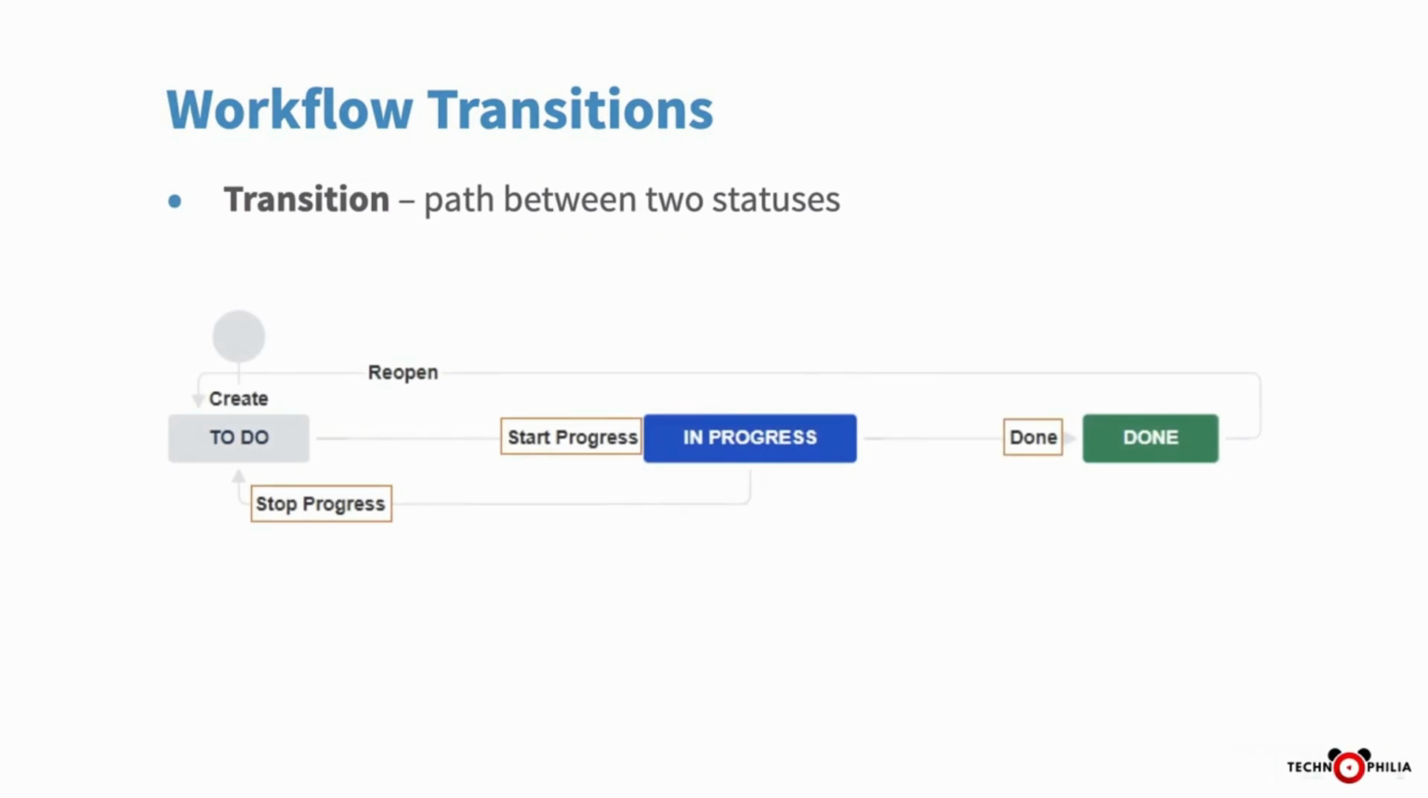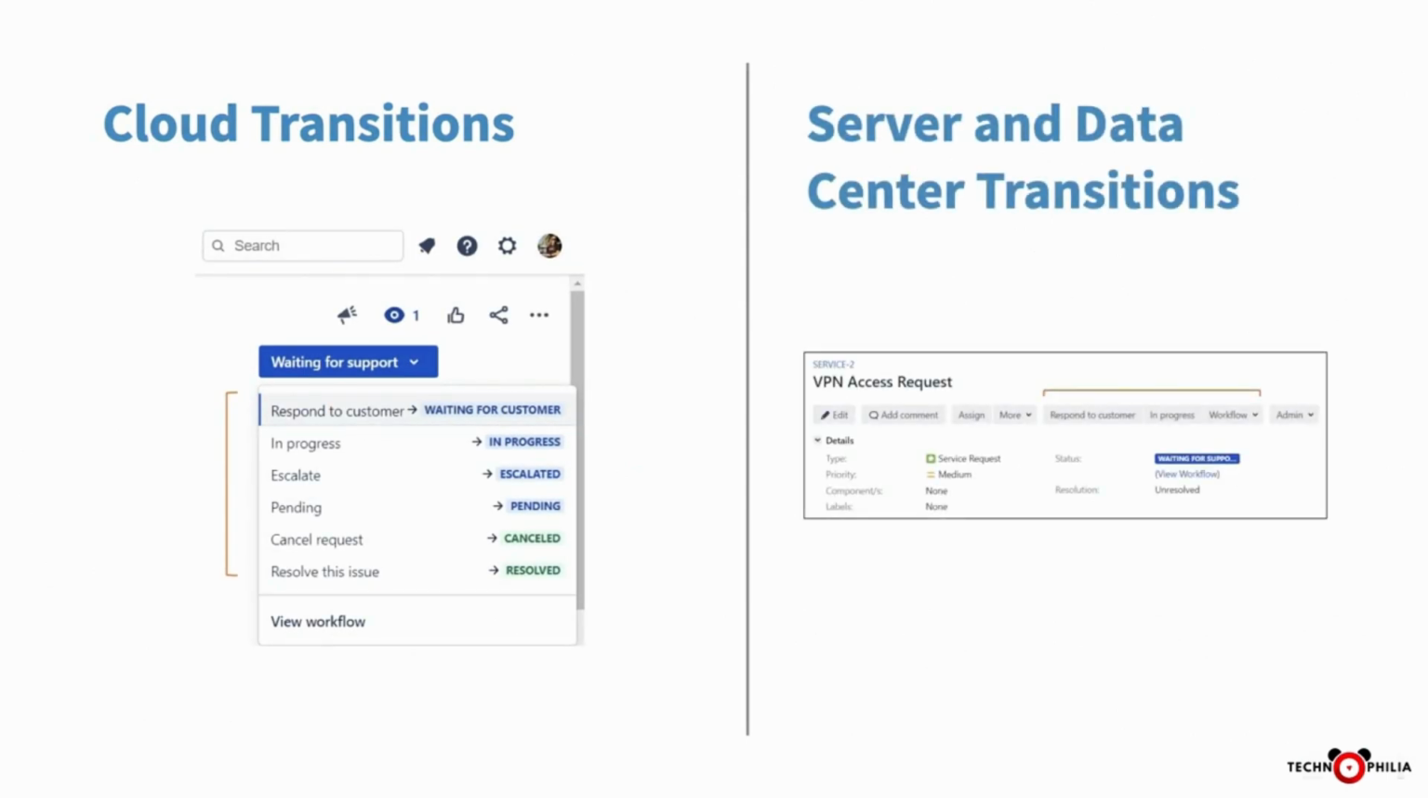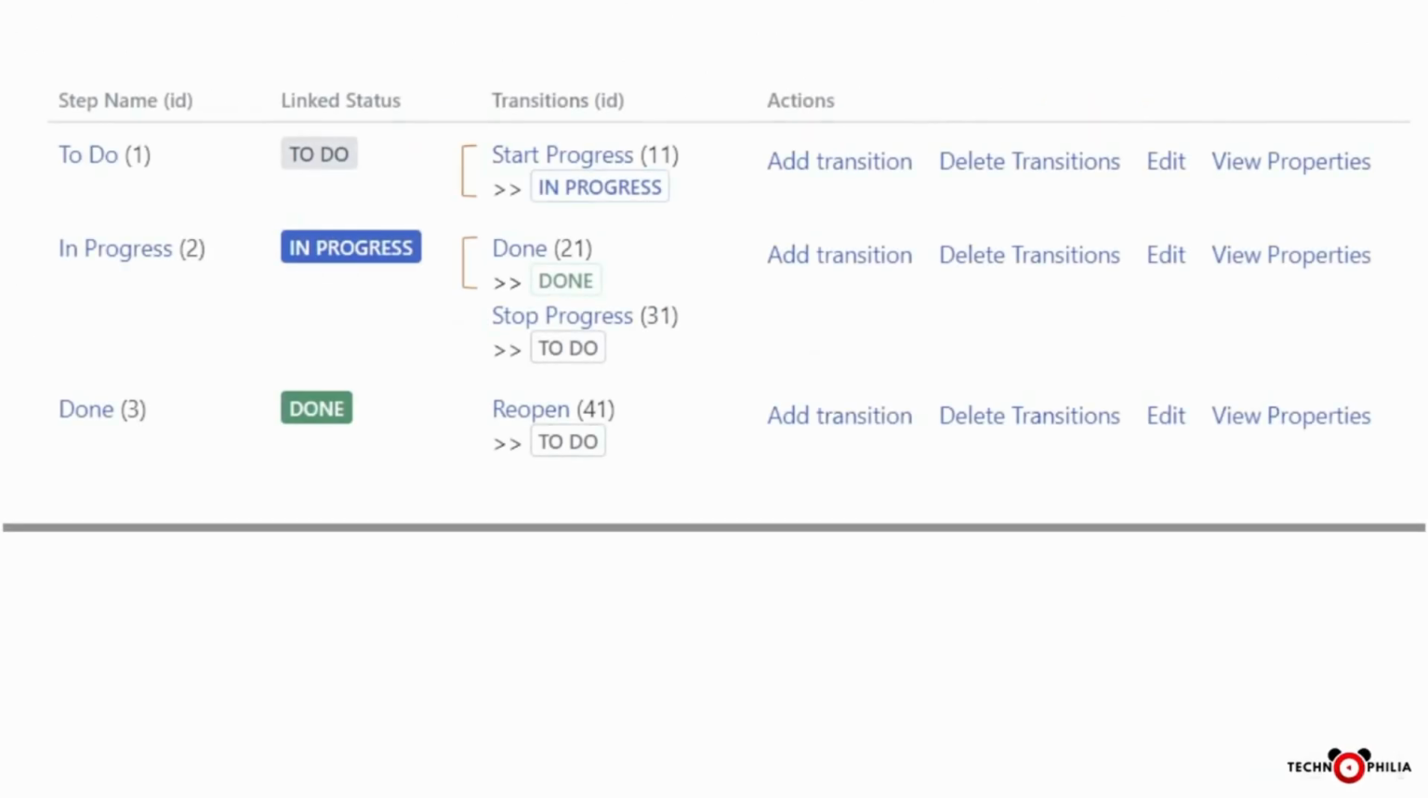Now let's talk more about transitions, which are what the user clicks to move issues between statuses. The screenshot shows 3 transitions for the In Progress status. From left to right, there are Stop Progress, Start Progress, and Done. Each transition creates options in Cloud, or buttons in Server and Data Center. Both examples have the exact same transition options. They're just displayed differently. I classify transitions into 4 categories.